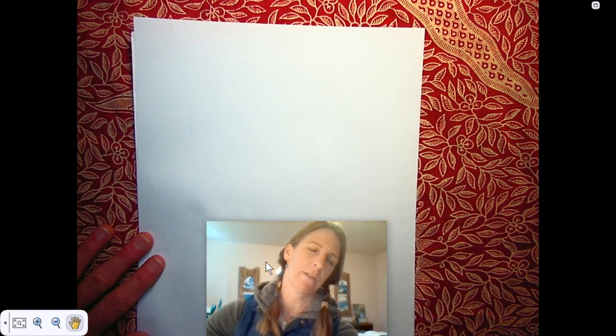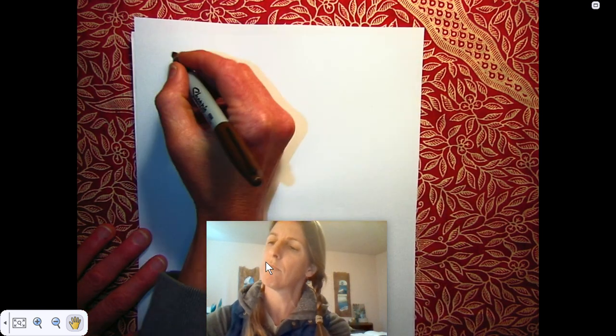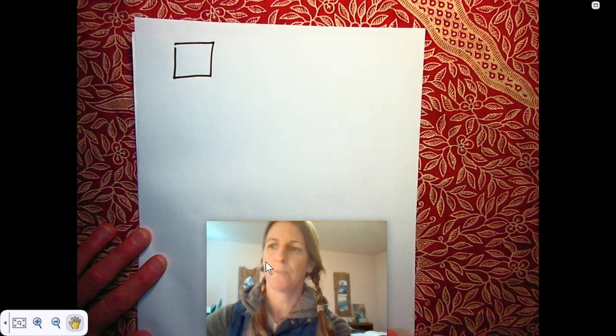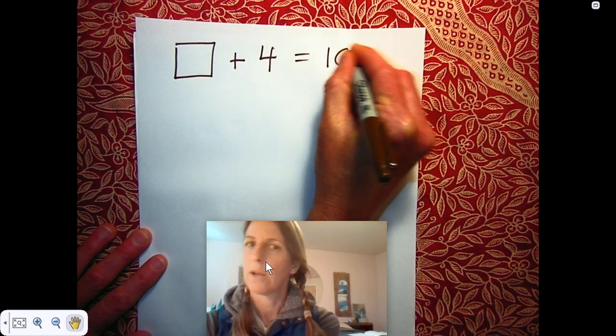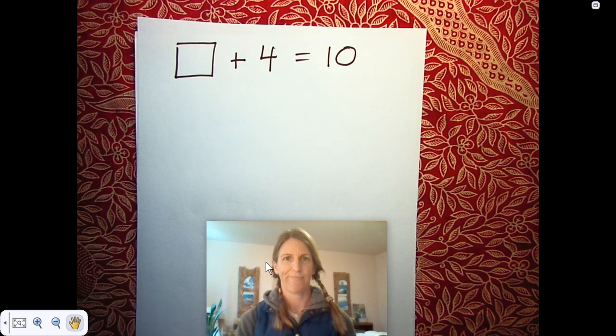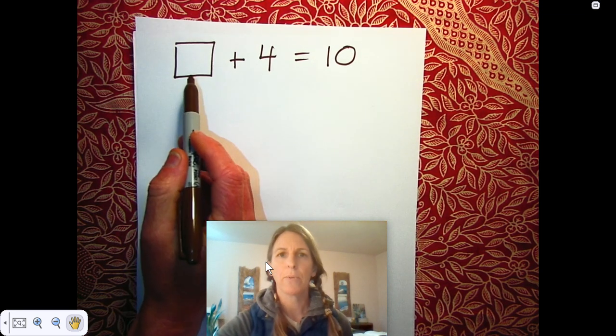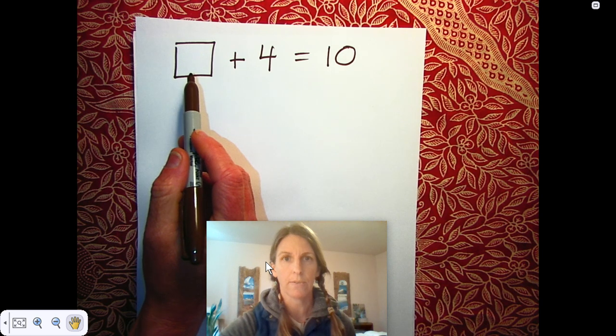What if I gave you a problem where the missing number was at the beginning of an equation? What if I gave you this problem right here? Let's see. Some number plus 4 equals 10. This number is missing and it's at the beginning of the equation.